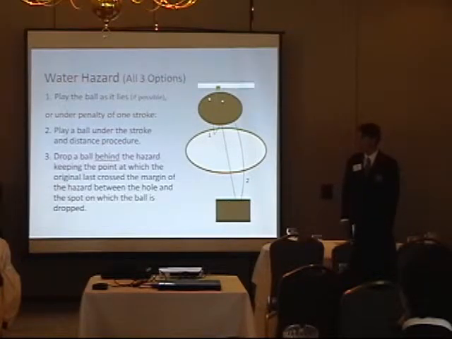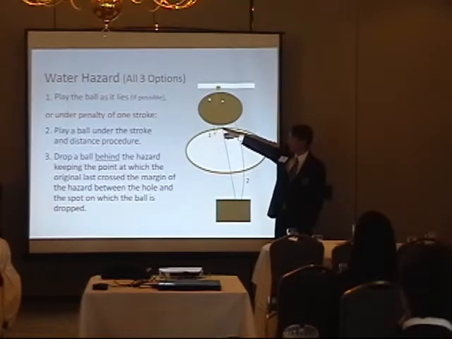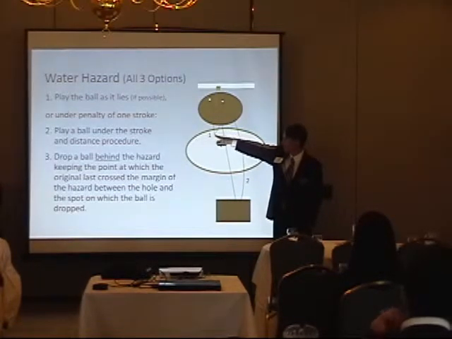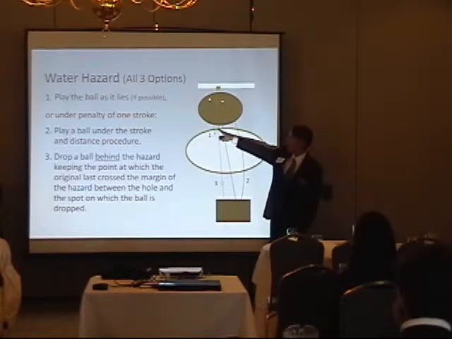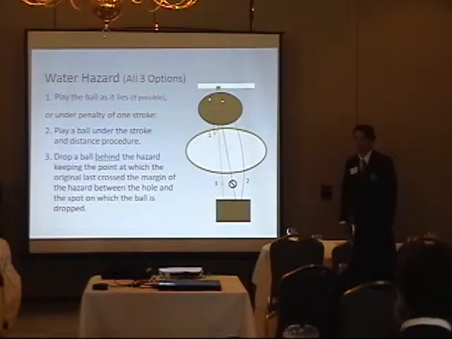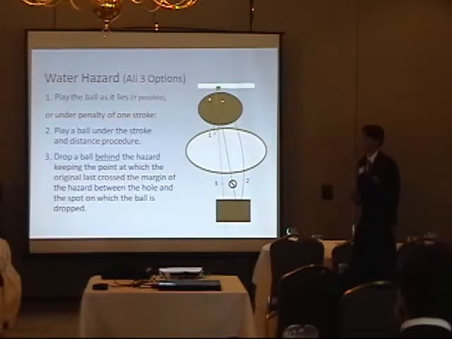The third one is to drop a ball behind the hazard, keeping the point at which the original ball last crossed the margin of the hazard between the hole and the spot on which the ball is to be dropped. So in this situation here, the player's ball hits onto the green. Let's say it spins back down off the green and it enters the hazard right there. Most people would think, oh, I've got to drop it right here. Well, that's not the case. You have to take the spot where it last crossed the margin of the hazard and go back on the other side of the hazard and drop your golf ball under the penalty of 1 stroke. It's not on this line, it's where it last crossed the margin of the hazard.